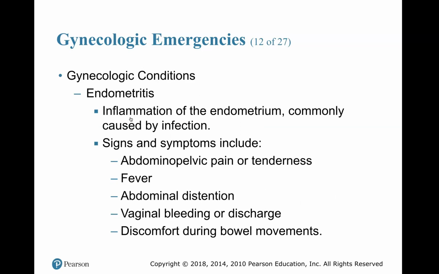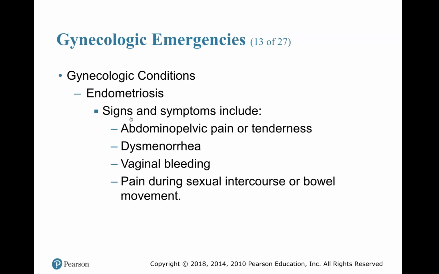Endometritis, inflammation of the endometrium commonly caused by infection. Signs and symptoms include abdominopelvic pain or tenderness, fever, abdominal distension, vaginal bleeding or discharge, and discomfort during bowel movements. Endometriosis. Signs and symptoms include abdominopelvic pain or tenderness, dysmenorrhea, vaginal bleeding, and pain during sexual intercourse or bowel movement.